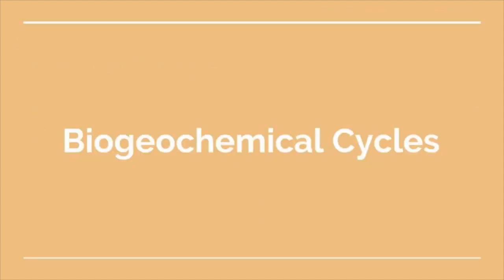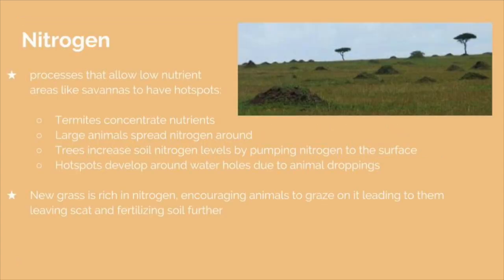Biogeochemical cycles in savanna include nitrogen, carbon, and water. For nitrogen, there are many processes that allow mostly low nutrient areas like savannas to have particular hotspots with rich and fertile land. Termites concentrate nutrients around termite mounds. Large animals like elephants or lions can spread nitrogen around, which can encourage plants with higher nutrient content to keep growing. Trees like acacias increase soil nitrogen levels by pumping the nitrogen they find deep down in the soil up to the surface where they can use it.